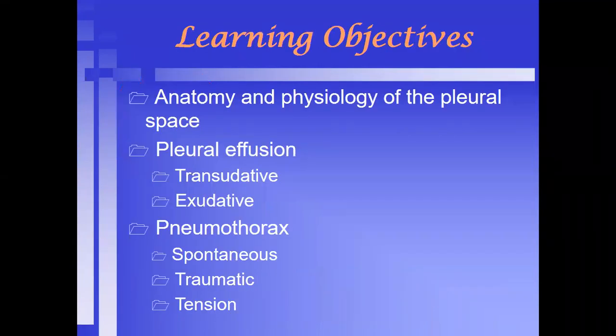The learning objectives for this lesson are first to recall the anatomy and physiology of the pleural space, to discuss pleural effusion, which is grouped into your transudative and exudative effusions, and third, to discuss your pneumothorax, which includes spontaneous, traumatic, and tension pneumothorax.